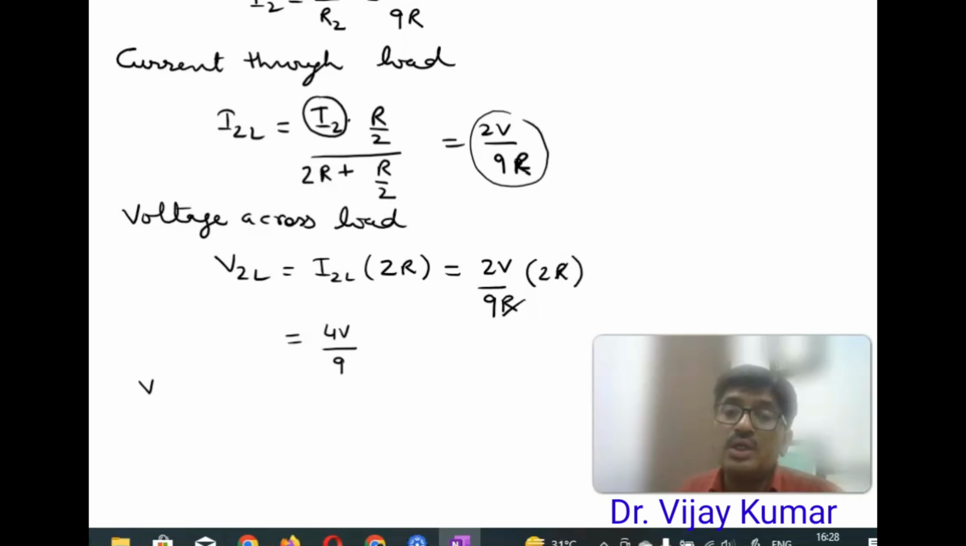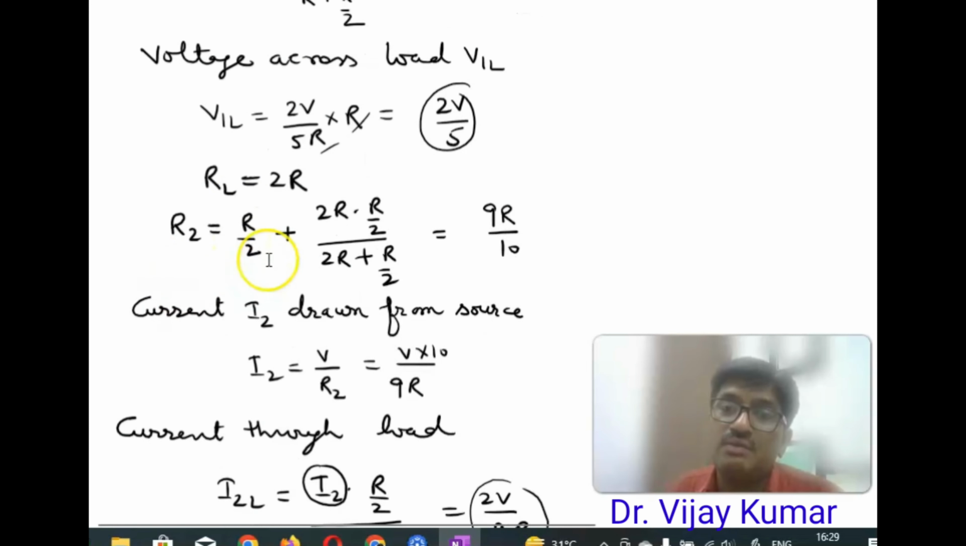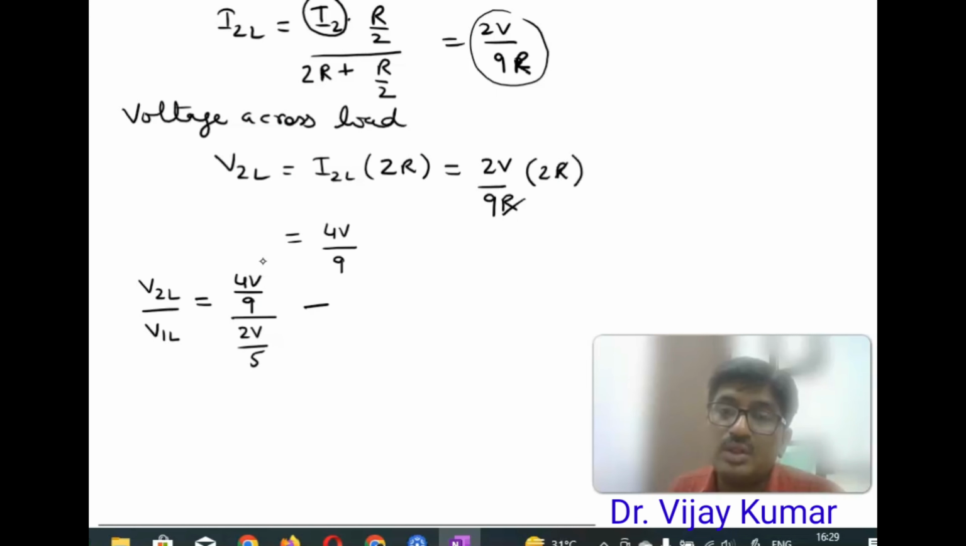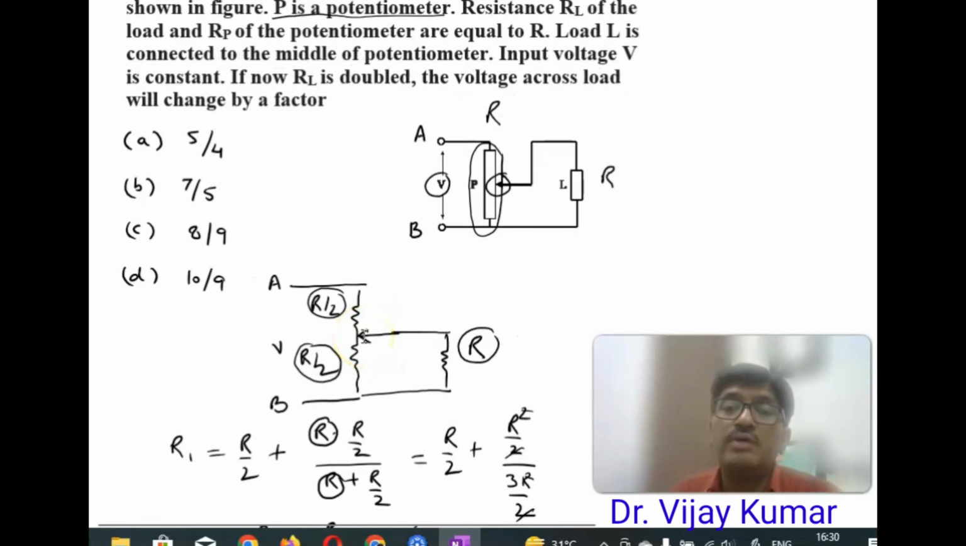Now divide V2L by V1L: the voltage when the resistance is 2R upon the voltage when the resistance is R. So it is 4V upon 9, and the previous one we determined, V1L, is 2V upon 5. So it becomes 20 upon 18, or 10 upon 9. The answer is 10 upon 9. Now we see the options: 5 upon 4, 7 upon 5, 8 upon 9, 10 upon 9. So the answer of this question should be D.